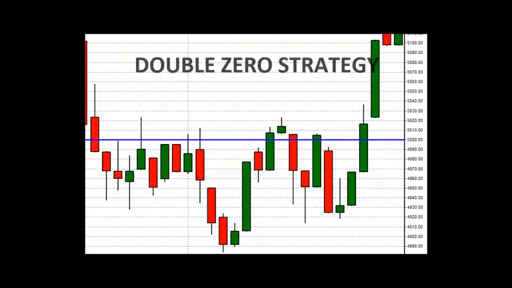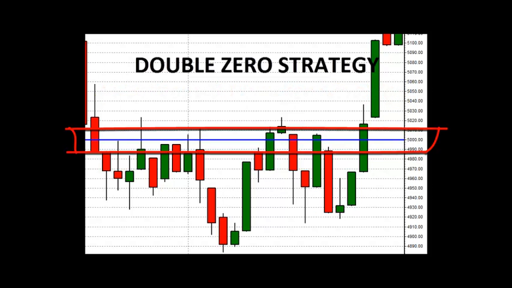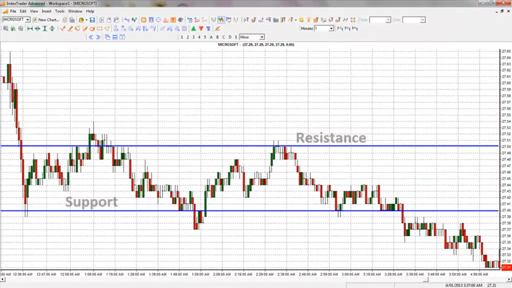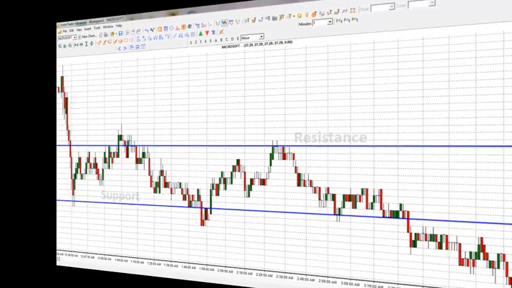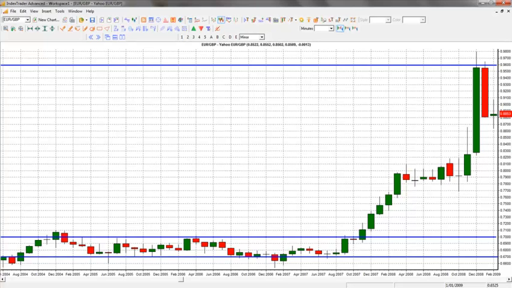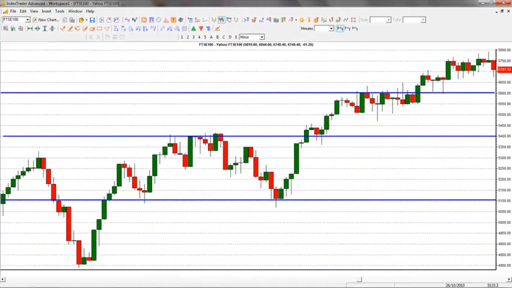Also known as a round number strategy, trading double zeros is a highly effective price action strategy, and binary option traders of this strategy are able to effectively trade in the money. Considered to be a natural level of support and resistance, round numbers on price charts, such as Australian US dollar parity and Dow Jones 17,000, are considered psychological barriers to traders whereby prices tend to bounce and reverse.